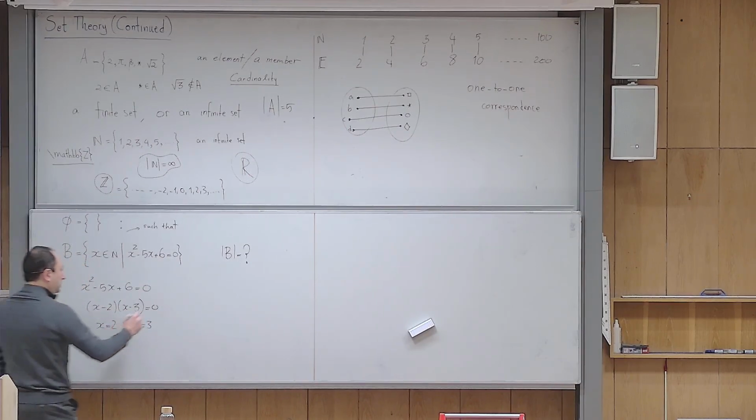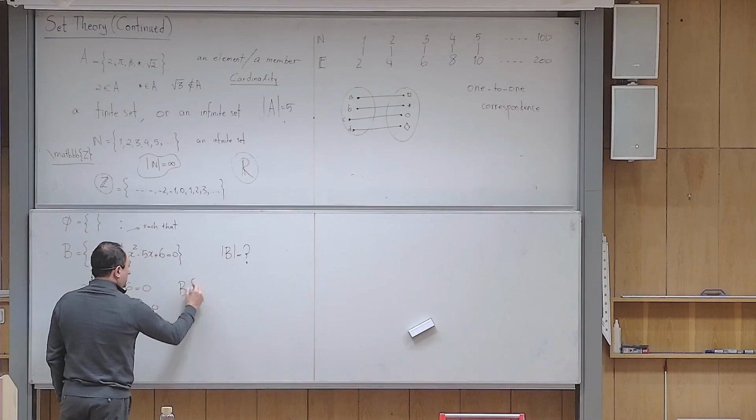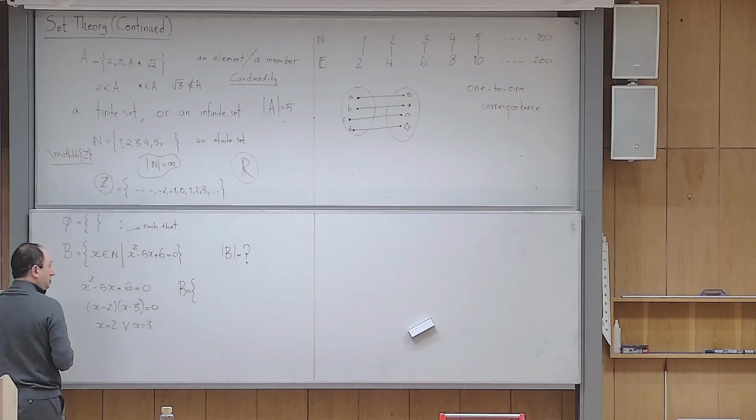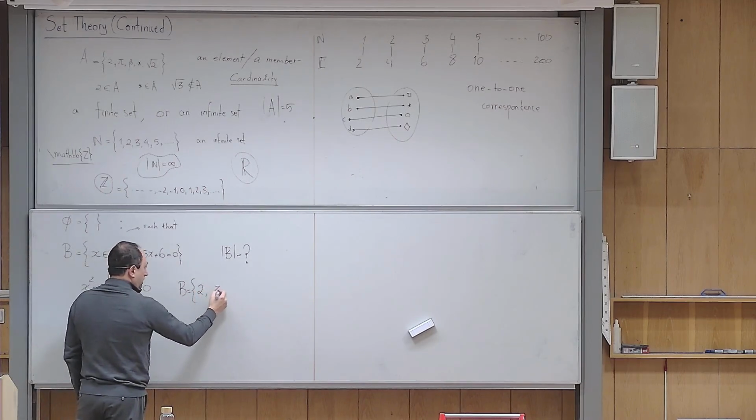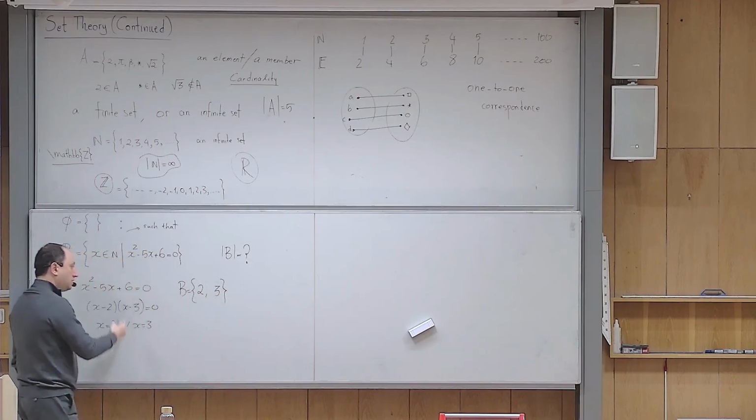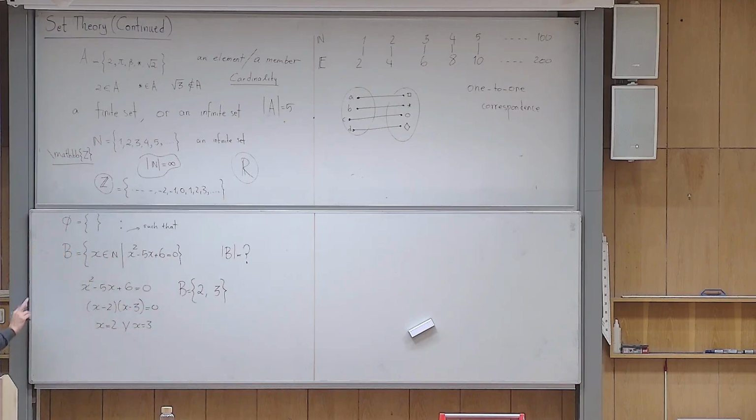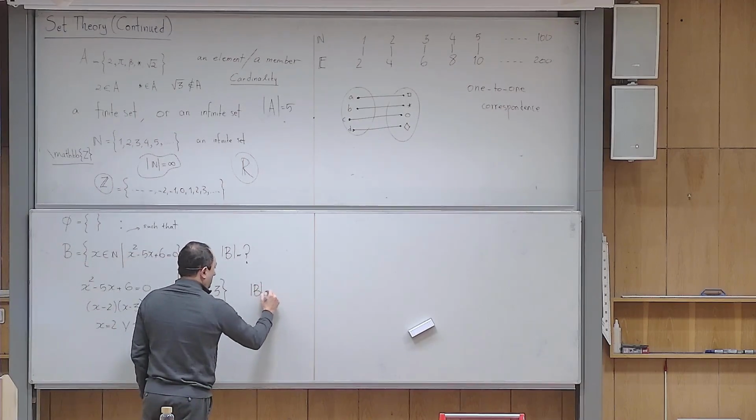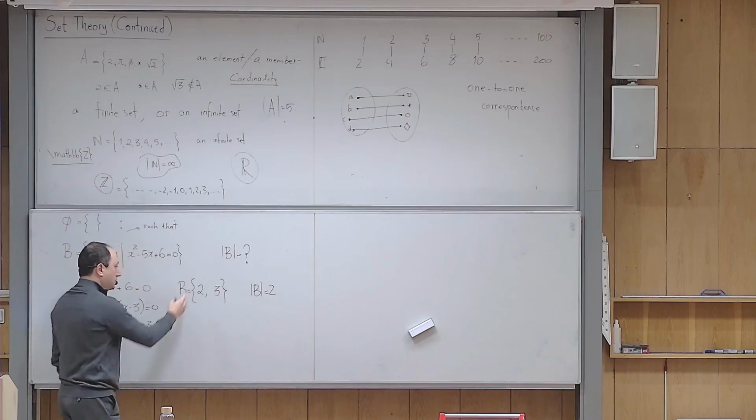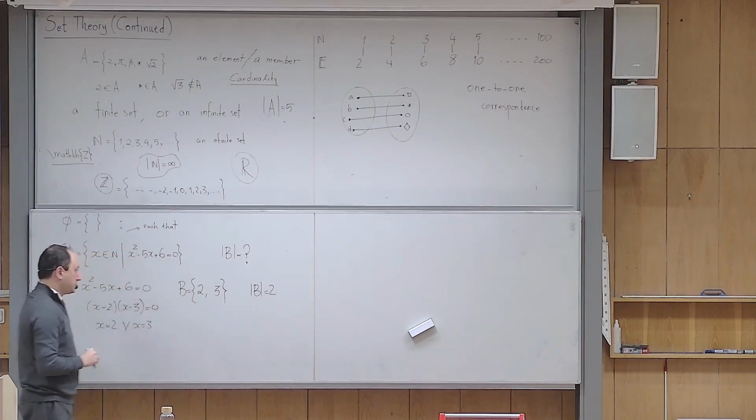So what is B then? If I want to write all the elements explicitly, this set can be represented by {2, 3} or {3, 2}, because you remember the order doesn't matter. And then, of course, if I ask you what is the cardinality, you can immediately answer that the cardinality is 2 because there are 2 elements in my set.